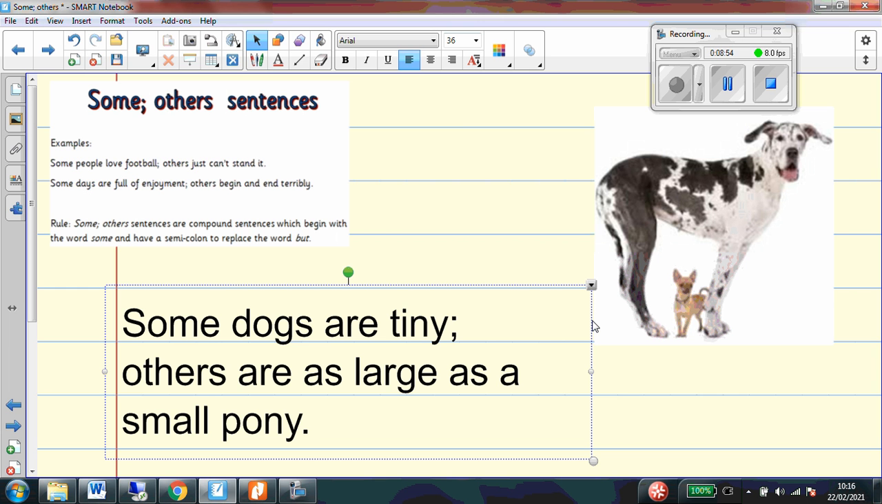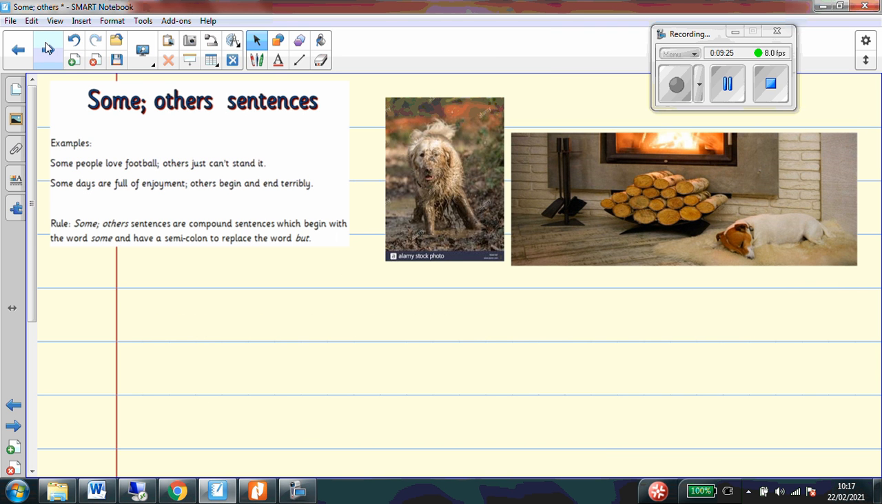Fantastic work. Let's check a few things in our sentences. Did your sentence begin with the word some? Fantastic. Did you remember a semicolon after your first clause? Brilliant job. After your semicolon, did you have the word others? Super duper. And lastly, did you remember that all important full stop at the end? Hopefully you did. Okay, let's have a look at our next picture then.